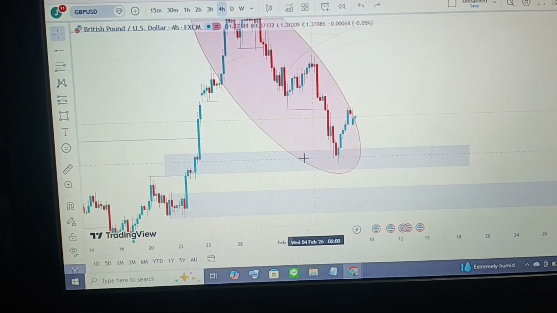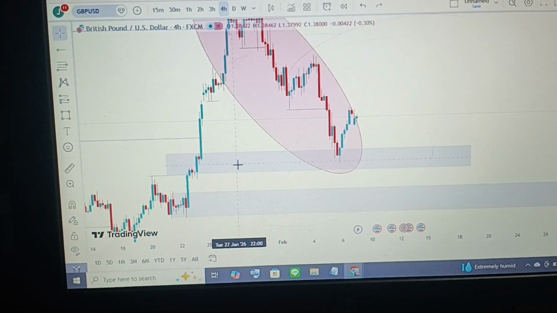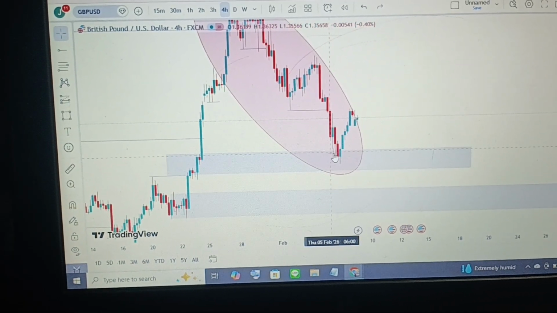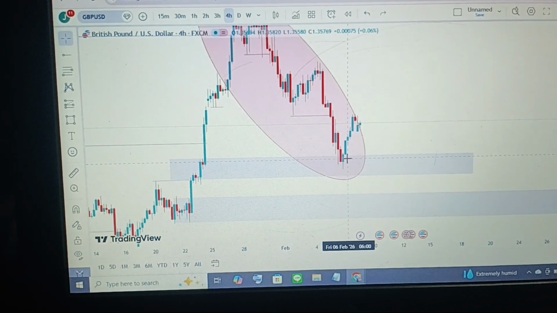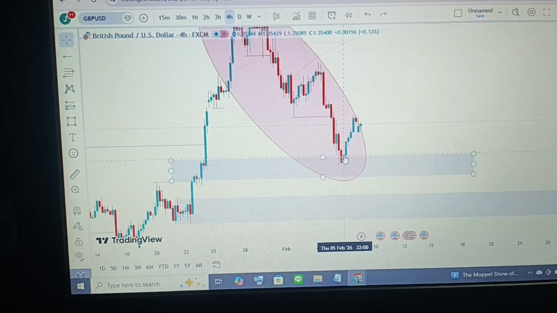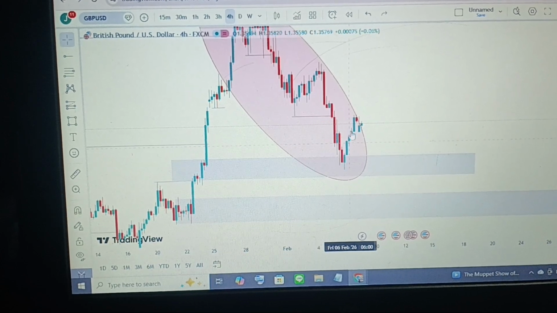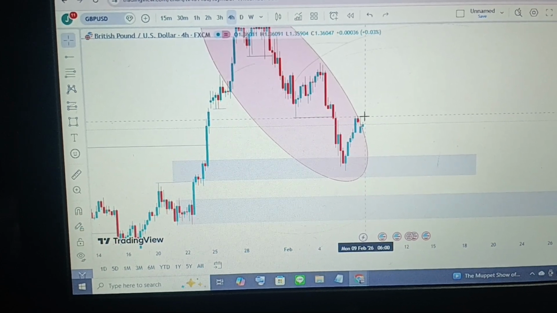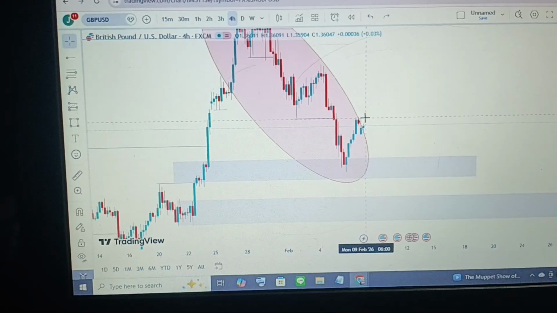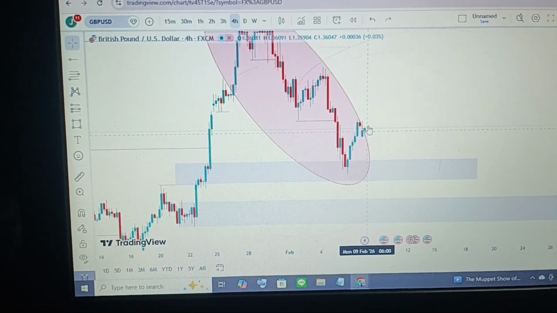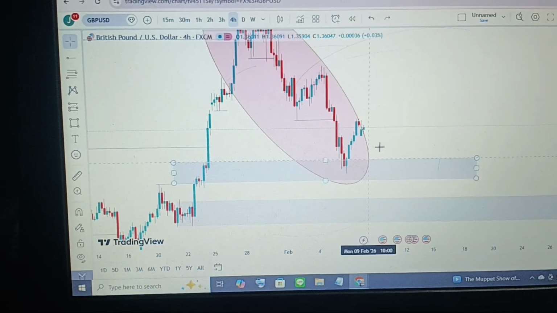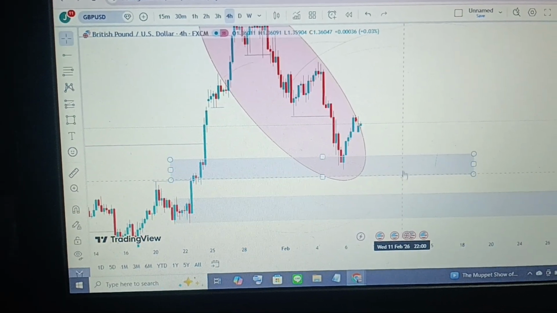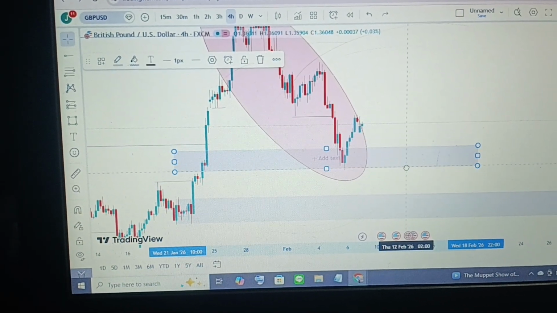So we can see that this reaction was a result of this demand level, which price reacted from, which pushed the market to the upside. So what we expect here in this market, since this demand level has already been mitigated, this is the remaining within the trading range.